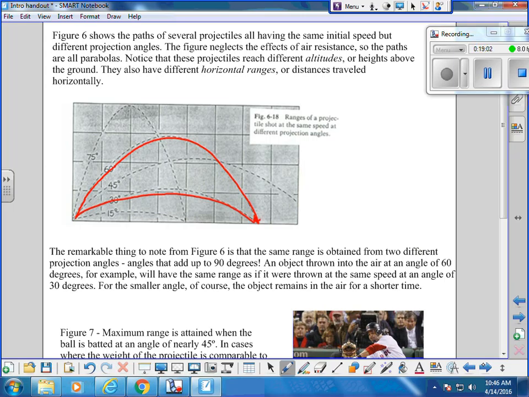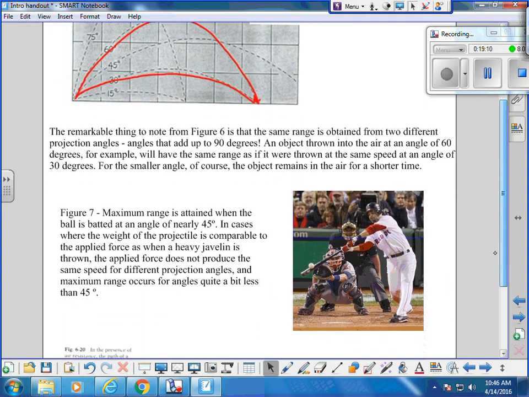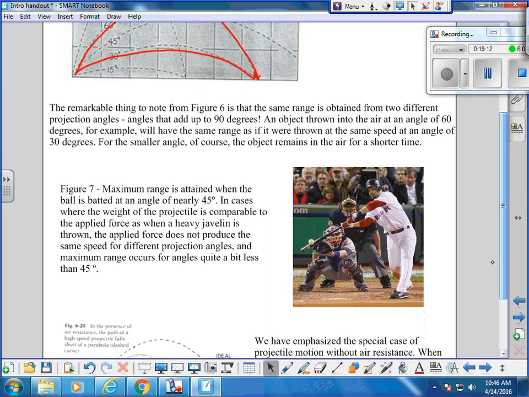One just goes higher. The remarkable thing to note from figure 6 is the same range is obtained from two different projection angles. Angles add up to 90 degrees. An object thrown into the air at an angle of 60 degrees, for example, will have the same range as if it were thrown at the same speed at an angle of 30. For the smaller angle, of course, the object remains in the air for a shorter time.